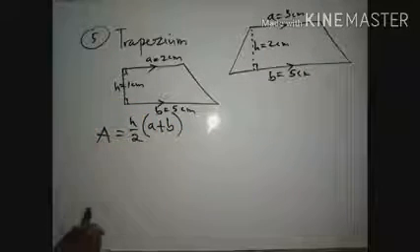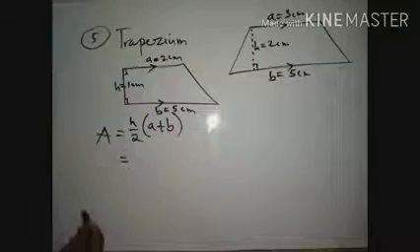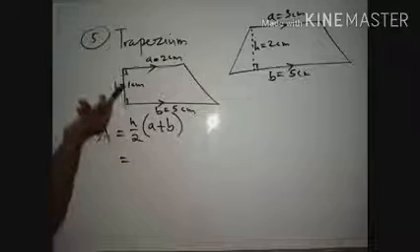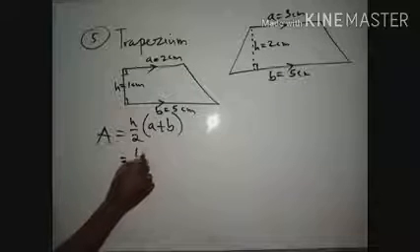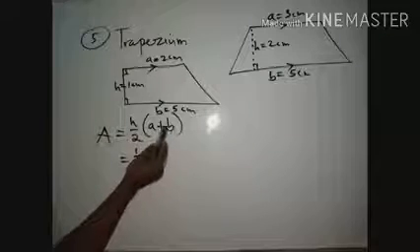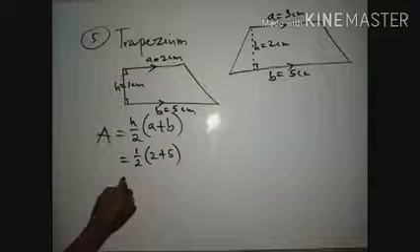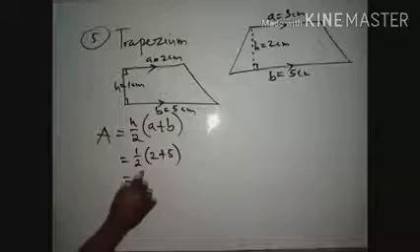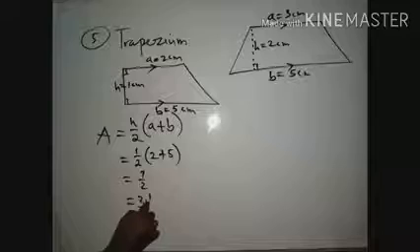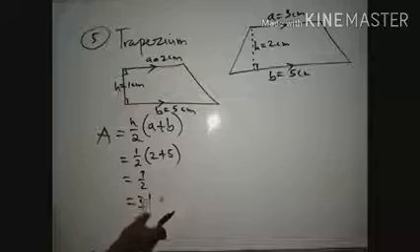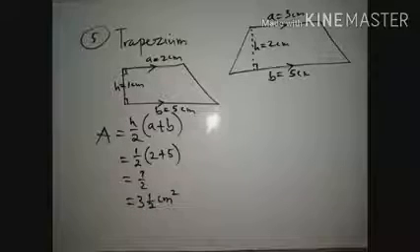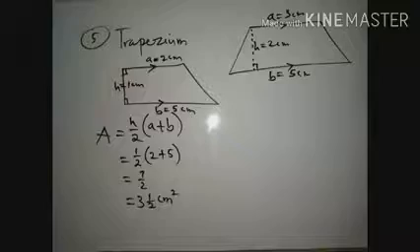So let's find the area. The area in this case will be h over 2, and the height here is 1. So 1 over 2. A here is 2, then plus B. The B here is 5. So if I do this, I'm going to have 7 over 2, which gives me 3.5 centimeters, and you put the square there because it is area.